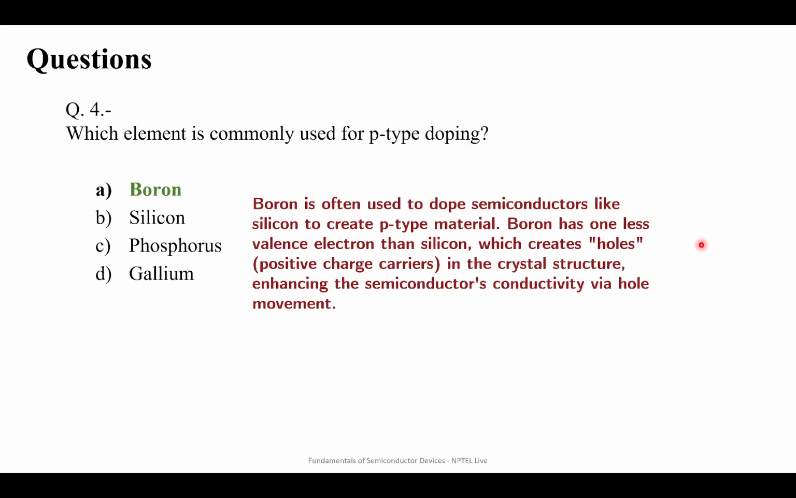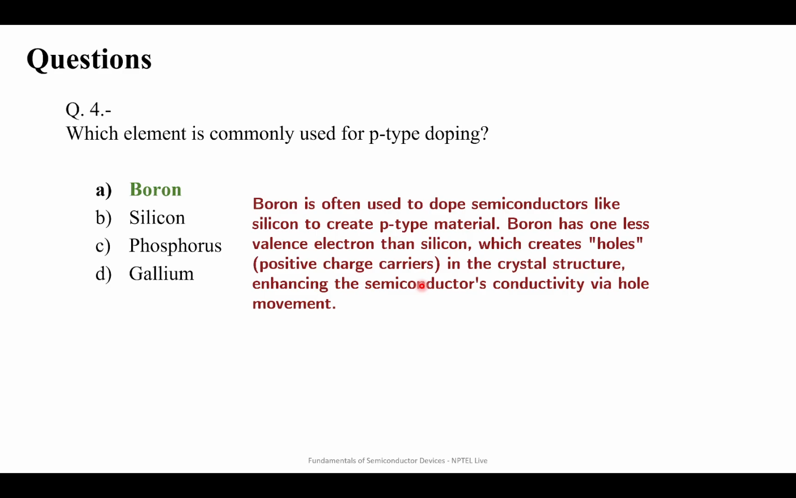The answer would be boron. Boron is often used to dope semiconductors like silicon to create P type material. Boron has one less valence electron than silicon, so it takes an electron from silicon and creates holes in the lattice, which are positively charged carriers, and this enhances the semiconductor's conductivity via hole movement.